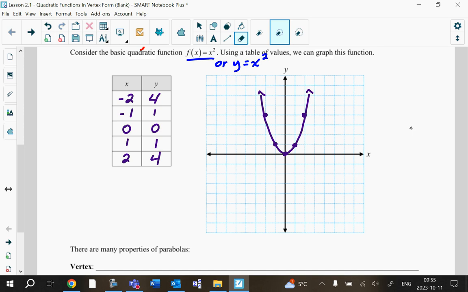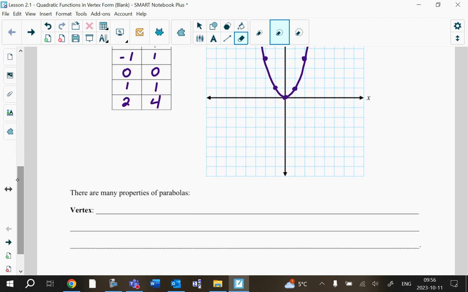Just like we did with lines last year, we found different properties. Some are the same with parabolas, but others are different. So like we were able to find the slope of lines. We were able to find the intercepts of lines. Things like that, different characteristics. What are the characteristics or properties of parabolas?